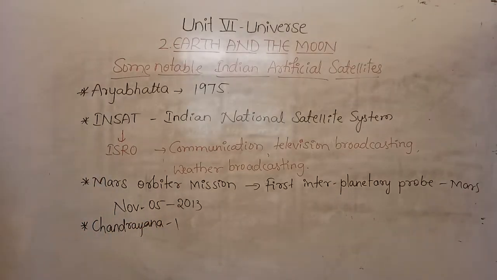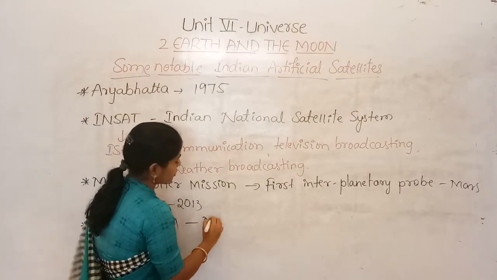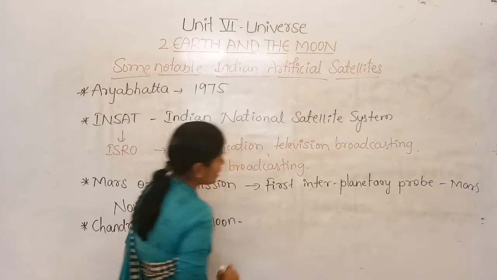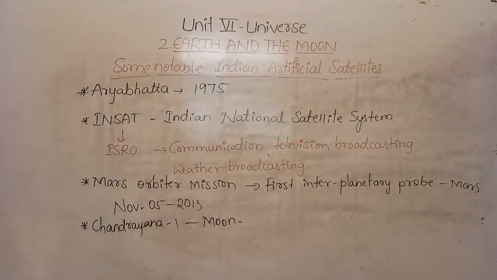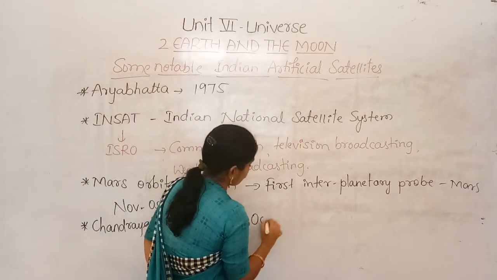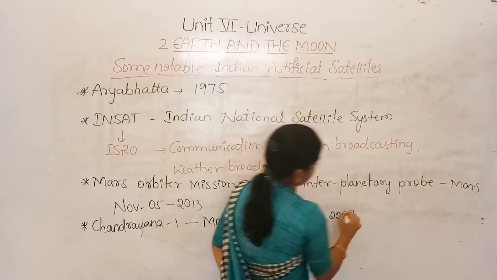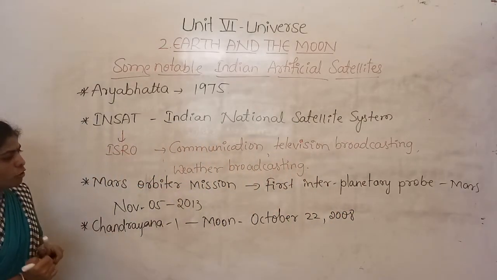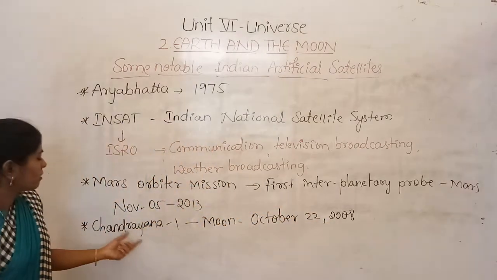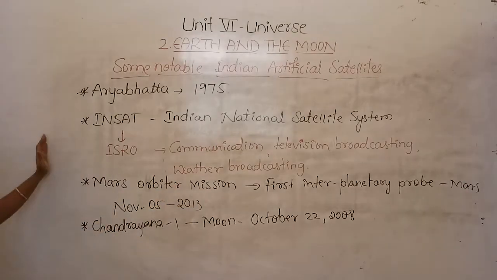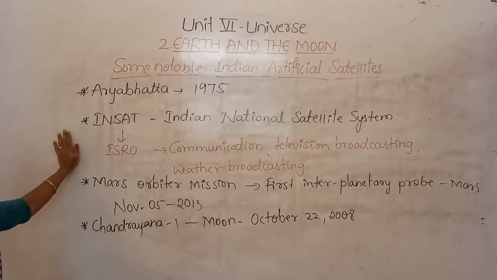And the next one, Chandrayaan-1, was our first mission to the moon, launched successfully on October 22, 2008. Yes, on October 22, 2008, Chandrayaan-1 was launched successfully to the moon. So these are some of the notable Indian artificial satellites.